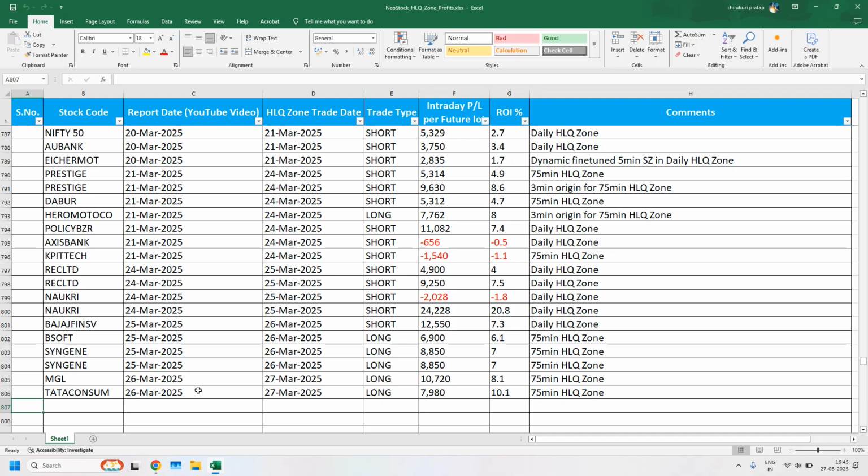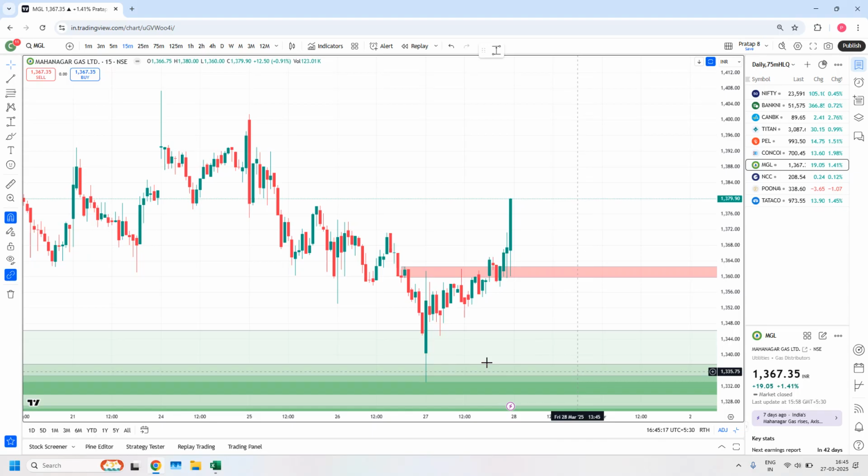And in 10 minutes, MGL has given a profit of 10,720 rupees, which is 8.1% ROI as per one futures margin cost. But remember, today is actually the futures expiry date.